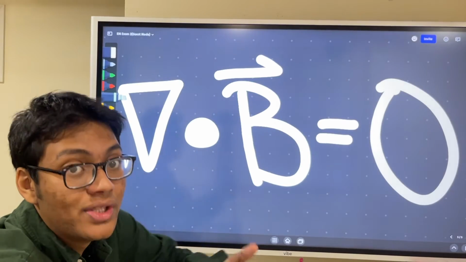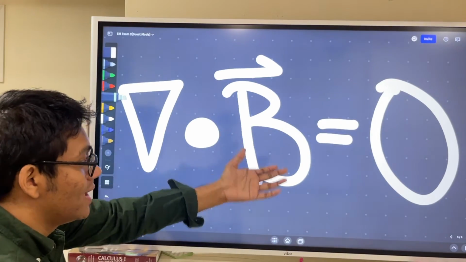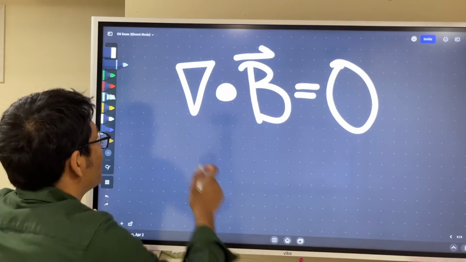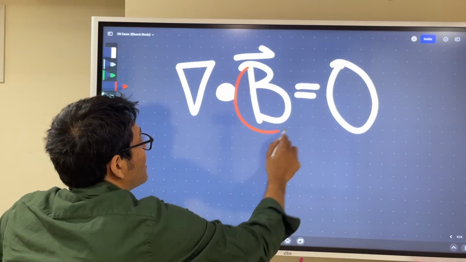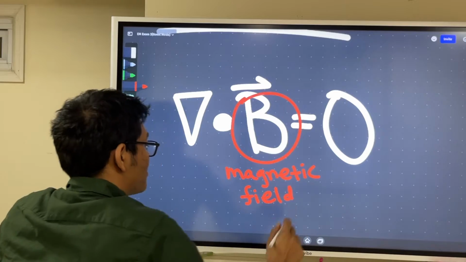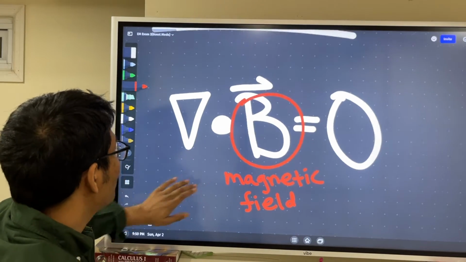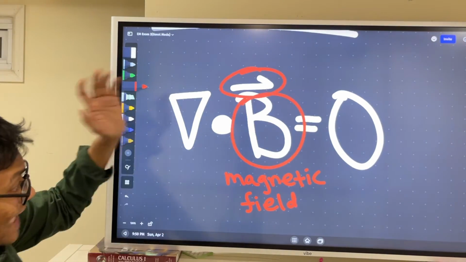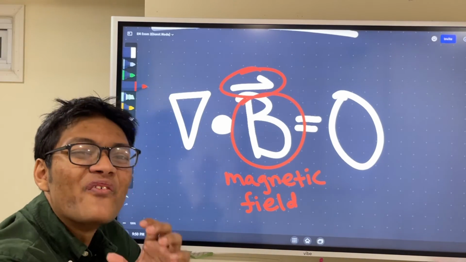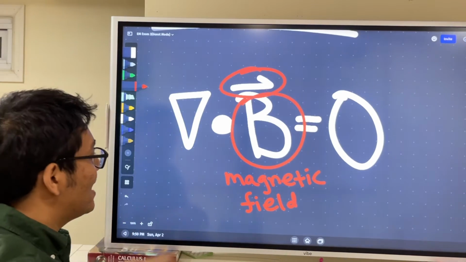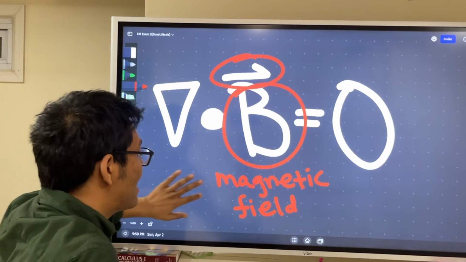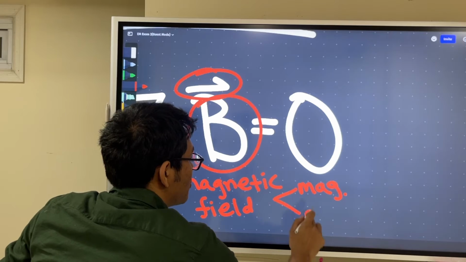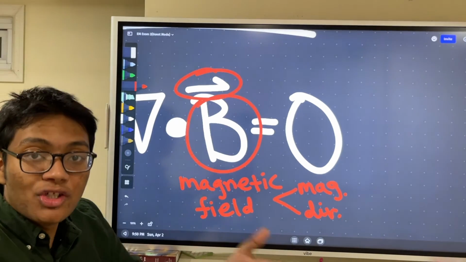For electric fields, we used E. Magnetic fields, we use B. Why? That's just nomenclature, but that is what B means. B right here is the magnetic field. So that was not too bad. That's easy enough. What about this little arrow on top of the B? That represents the fact that B is a vector field. What does that mean? That means that the magnetic field has two things. It has a magnitude and it has a direction. Right? After all, that's the definition of a vector.